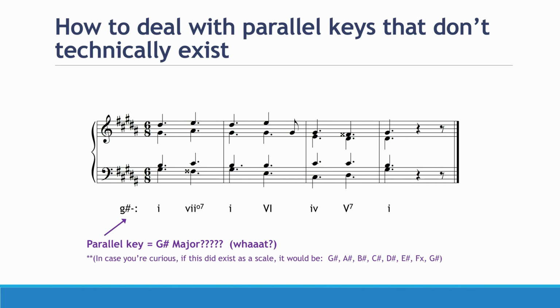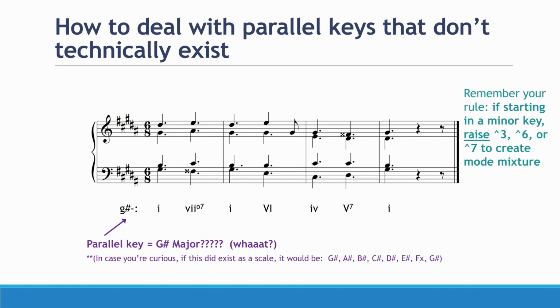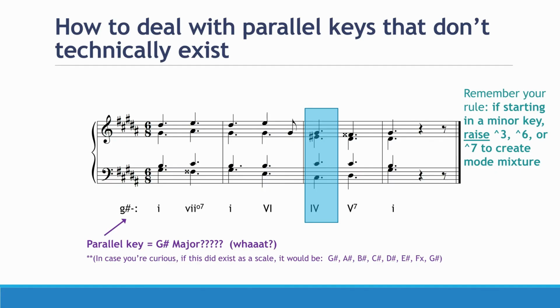I could figure out the scale by measuring the tones and semitones, and if I did that, we would get the notes G sharp, A sharp, B sharp, C sharp, D sharp, E sharp, F double sharp, and G sharp. But that's still kind of a cumbersome way of thinking about this whole thing. It's actually much easier in this situation if we remember our rule about altering scale degrees. If we're starting in a minor key, we're simply going to raise scale degrees 3, 6, and 7 to create that mode mixture alteration. So that focuses more on adjusting individual notes, and it's a lot easier than trying to figure out these parallel keys in situations where the parallel key doesn't exist.